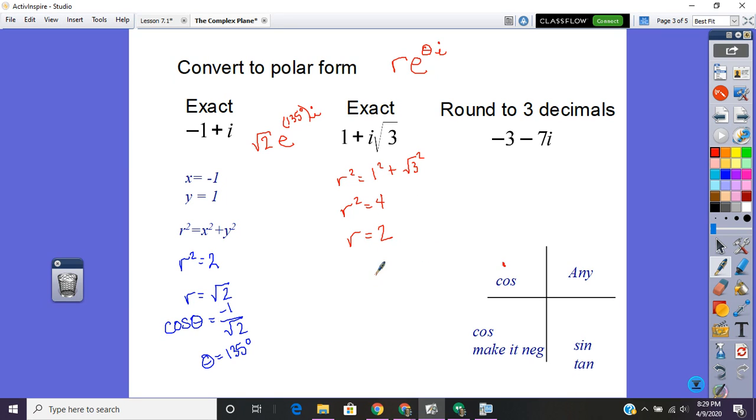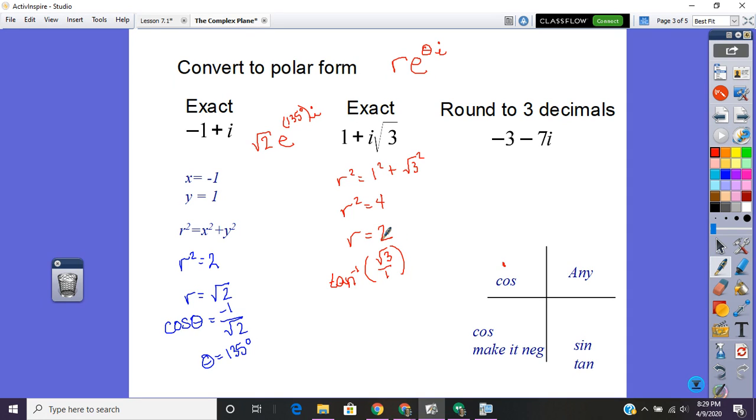All right, back to this one now. So we found our r. Now we got to figure out where this is at. So our x is 1, our y is square root 3. So we're positive, positive. So we're up here. So I would say, yes, let's use tangent here. That makes life a little bit nicer. So tan inverse of y over x. So square root 3 over 1.